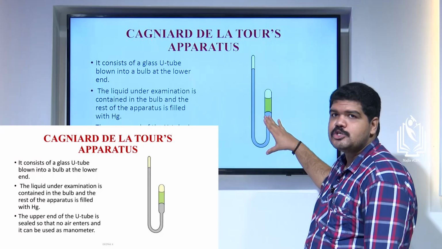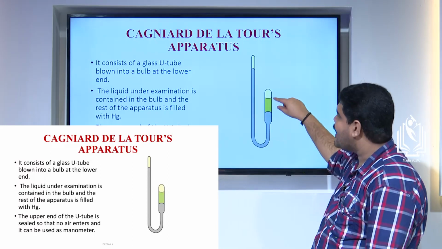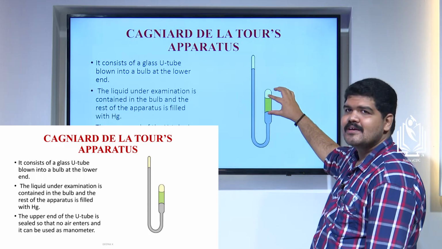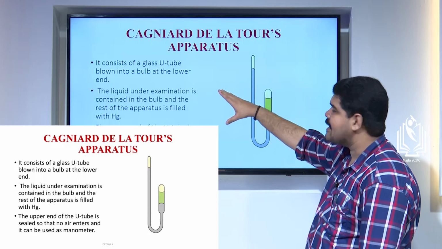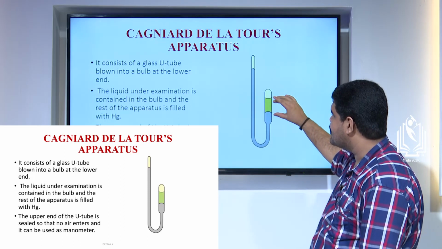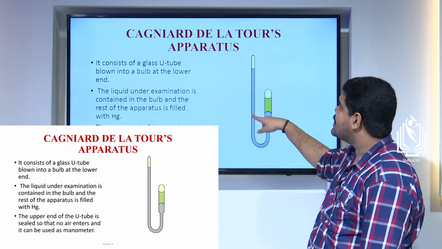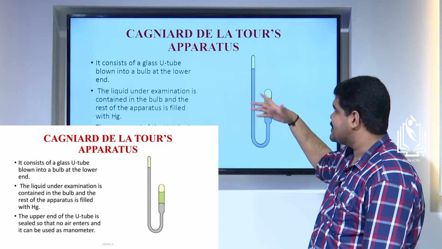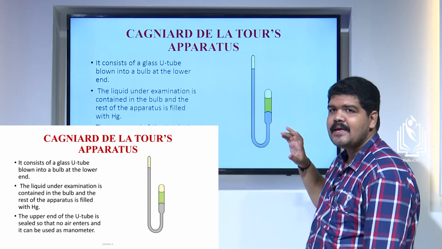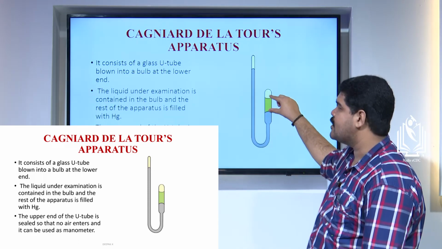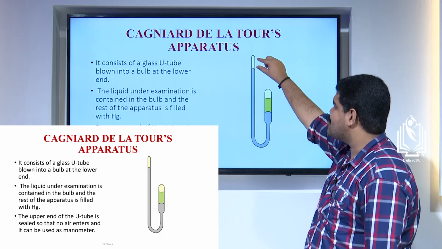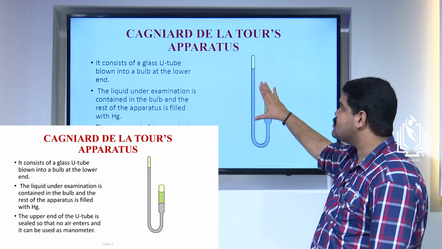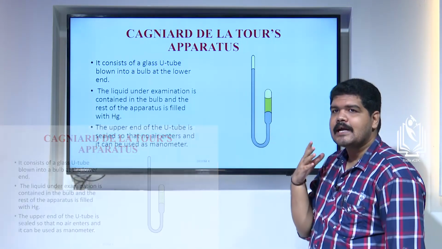It is actually a U tube here. So, the U tube is attached to the bulb at the end, and in the bulb you take the liquid which is required to calculate the critical temperature and pressure. You take the corresponding liquid, and the rest of the U tube you will fill with mercury in order to study the pressure variations. So, in the whole of the U tube it will be mercury, and at the bulb you have the liquid under examination, and the upper end is also sealed so that no air enters, so that it can be used as the manometer. So, this mercury column can be used to study the pressure.